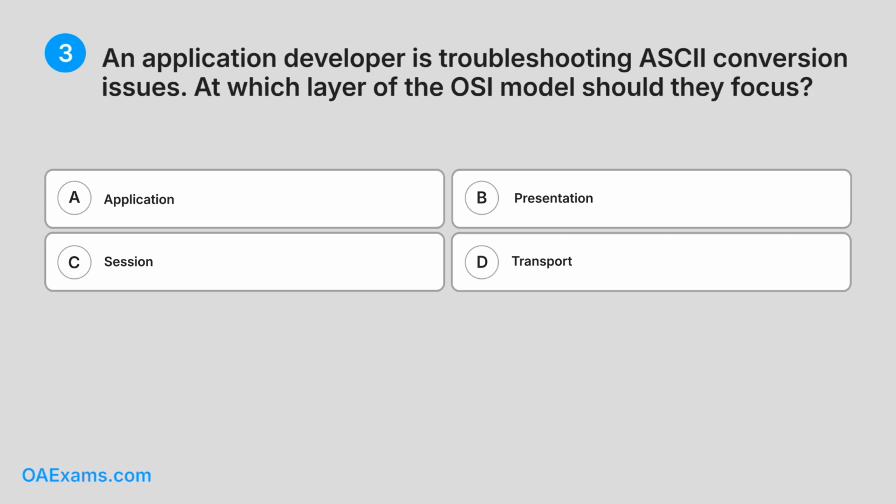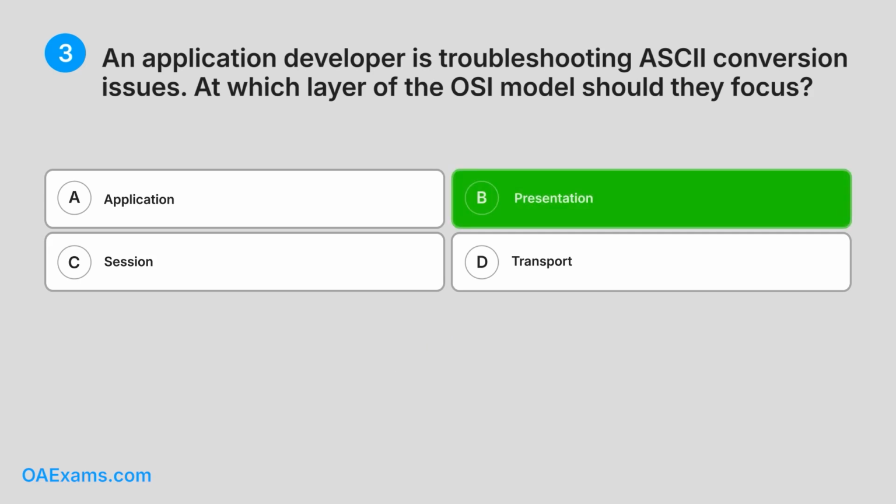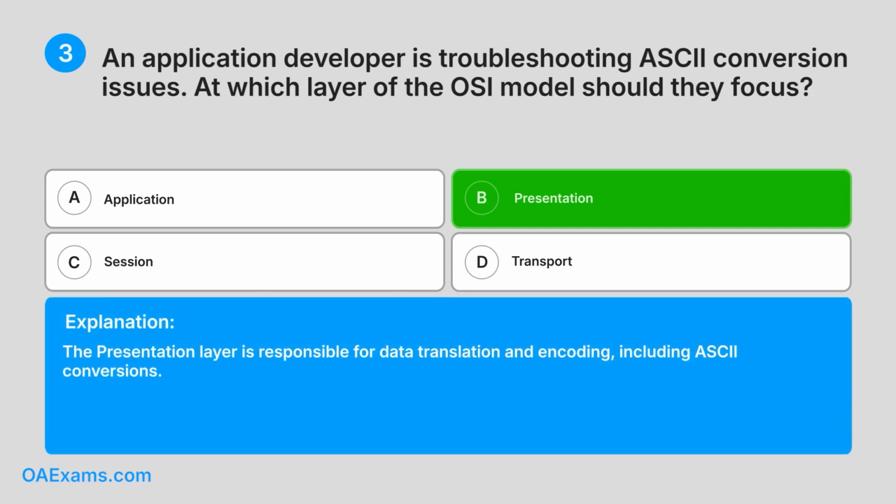Correct answer: B. Presentation. Explanation: The presentation layer is responsible for data translation and encoding, including ASCII conversions.